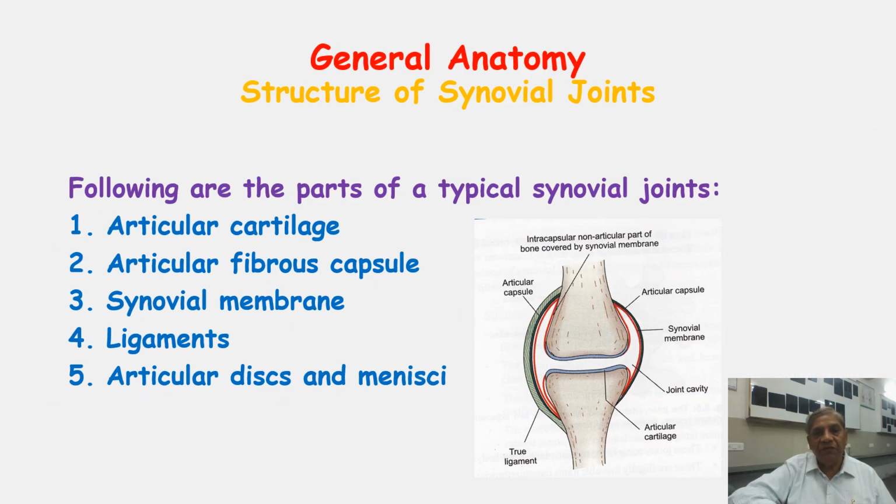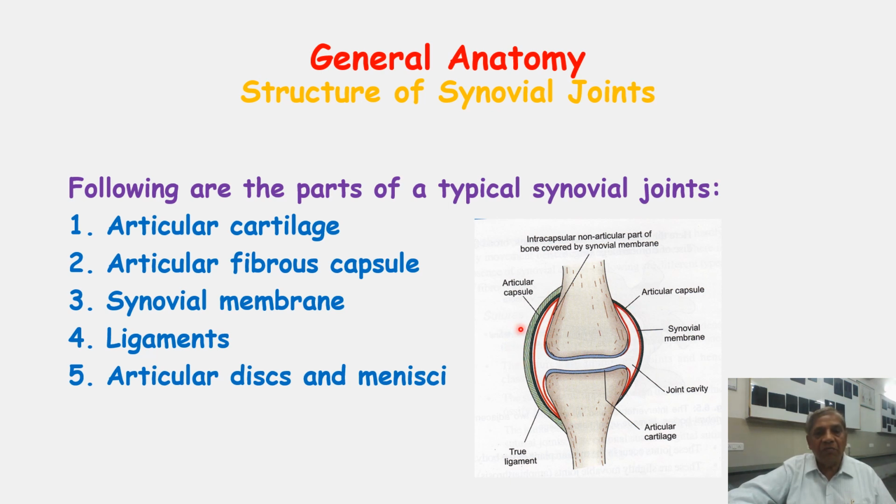Continuing with the structure of the synovial joint. Here you can see the parts of a synovial joint. As far as the anatomical structure is concerned, each and every synovial joint will contain these parts. There will be an articular cartilage, covering the ends of the bones which are forming the joint. Then there is a capsule, this thin green line, which is called the fibrous capsule. There will be a synovial membrane, this red line connecting the two bones.